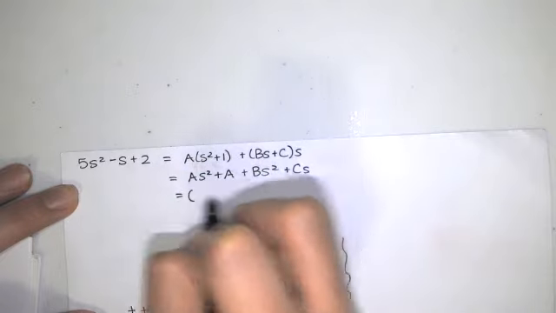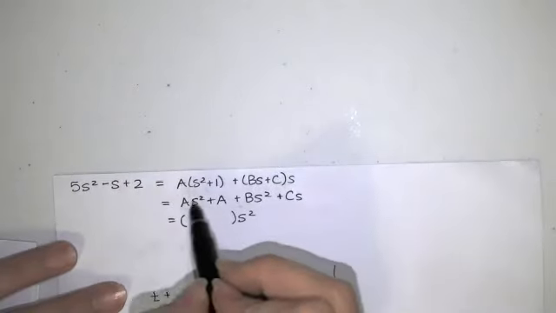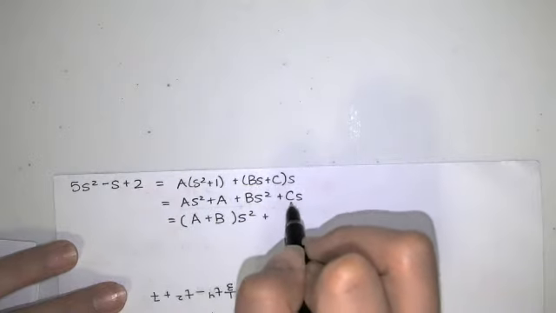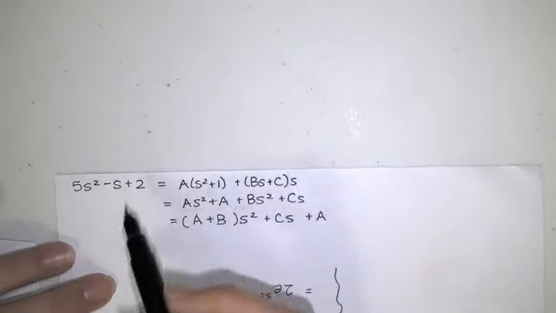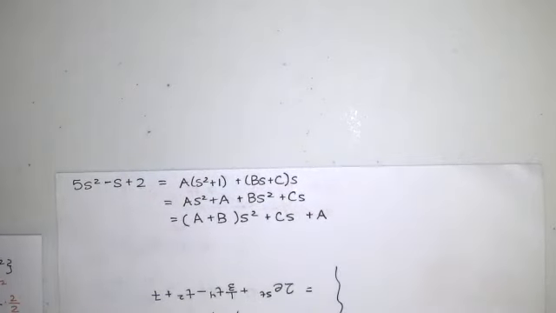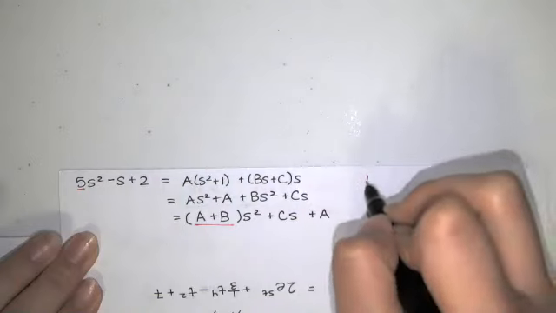So I want to group like terms in s. So I've got to get my s squared terms together. I've got an as squared and a bs squared, so that's a plus b times s squared. And then I've got a constant times s here, and then the constant term. The only way these two polynomials are equal is if the coefficients are equal. And again, that's because of the linear independence of the functions.